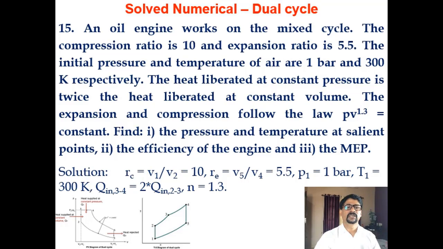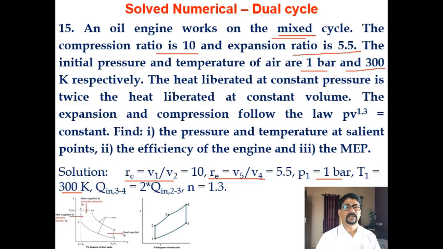An oil engine works on mixed cycle, so mixed cycle means it is the dual cycle. The compression ratio is given as 10 and the expansion ratio is 5.5. So both Rc, which is V1 by V2, and Re, which is V5 by V4, are given here. Re is 5.5 and Rc is 10. The initial pressure and temperature are 1 bar and 300 Kelvin, so P1 is 1 bar and T1 is 300 Kelvin.